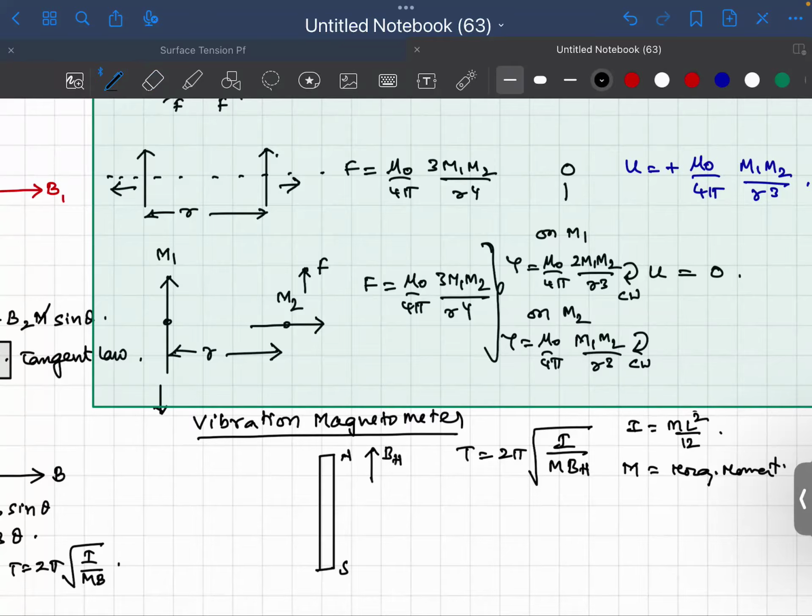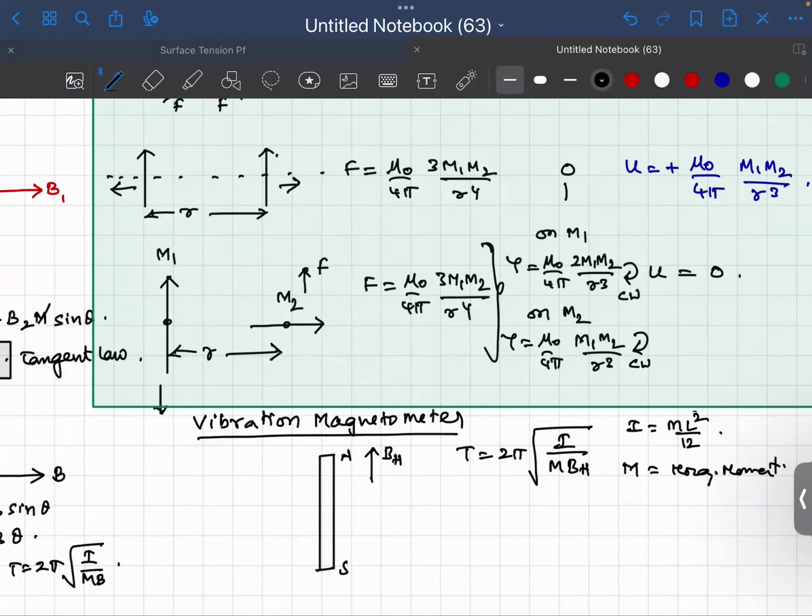Some problems you can expect on this. You will disturb the magnet, and it will oscillate in the plane. Accordingly, you will determine the time period, and on the basis of the time period, they will ask questions. But I don't see any questions on this for the last 2 years.